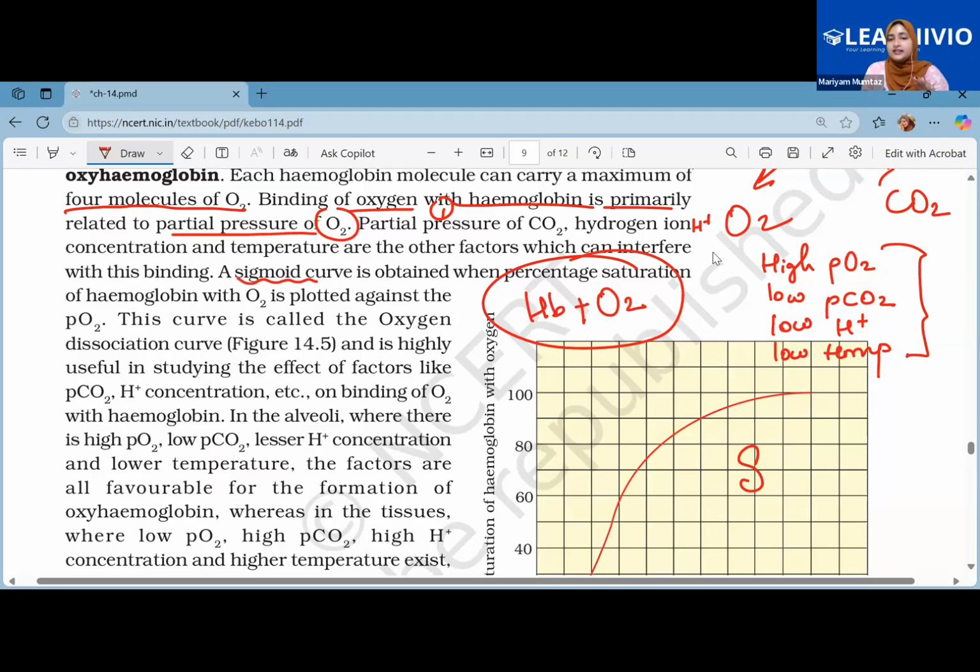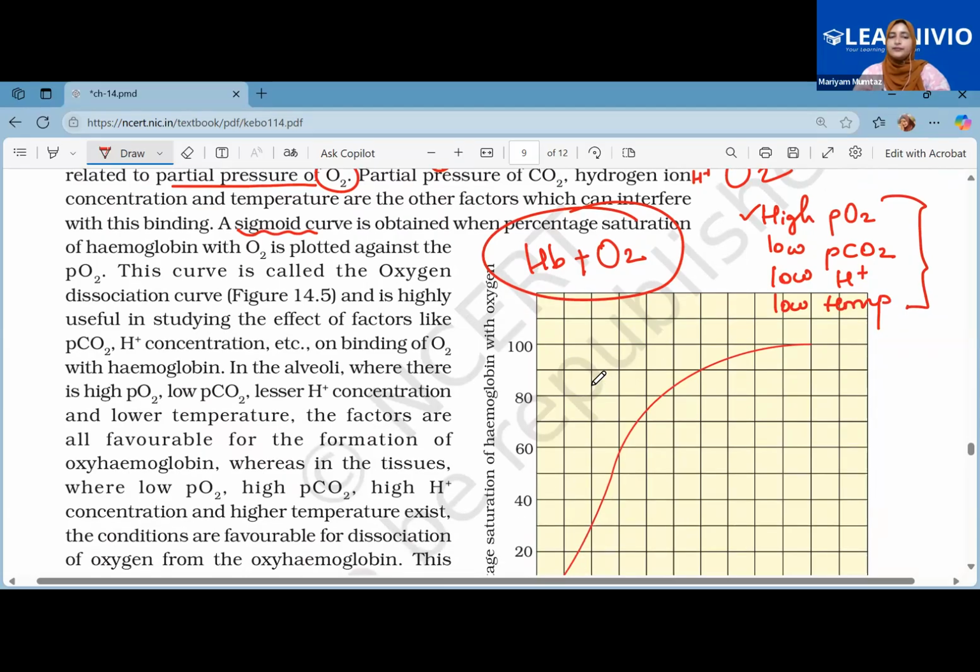In all of the cases, the HbO2 will dissociate into Hb plus O2. So dissociation of the oxyhemoglobin is going to happen when there is a low amount of oxygen anywhere. Whereas if there is a high amount of oxygen, what will happen? The hemoglobin that is there will go and bind with the oxygen. Getting my point? Have you people understood this fact?